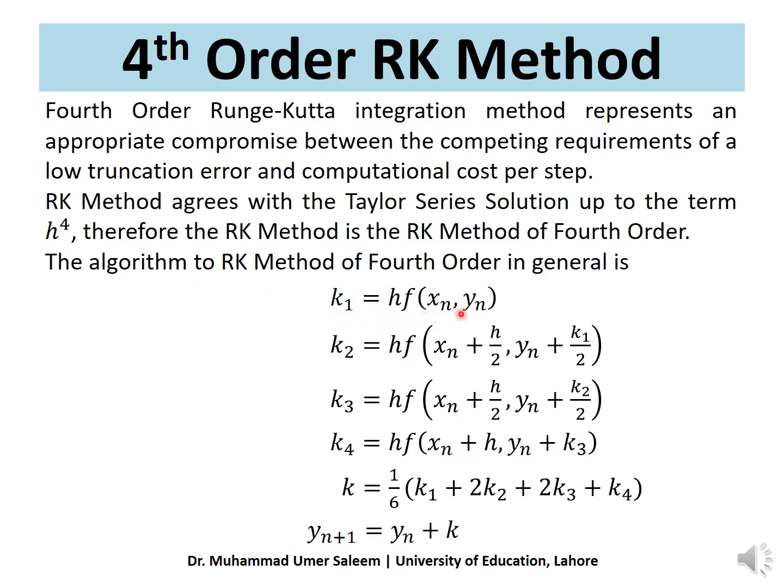K1 is h f of x_n and y_n, K2 is h f of x_n plus h by 2, y_n plus k1 by 2, K3 is h f of x_n plus h by 2 and y_n plus k2 by 2, K4 is h f of x_n plus h, y_n plus k3, and k is 1 by 6 times (k1 plus 2 k2 plus 2 k3 plus k4), and this increment will be added in the y_n to get y_(n+1). So this is what actually you have to memorize.